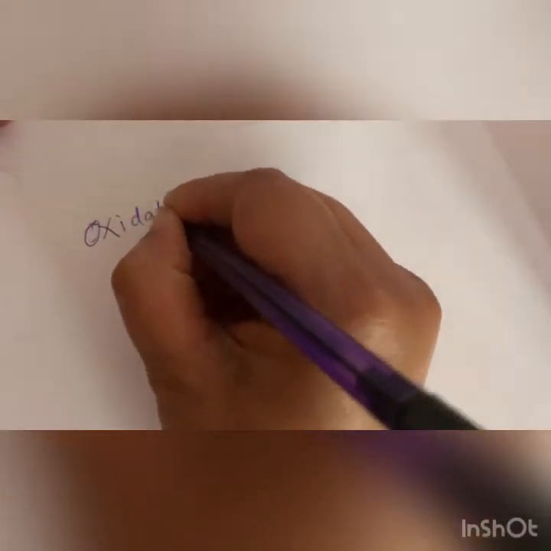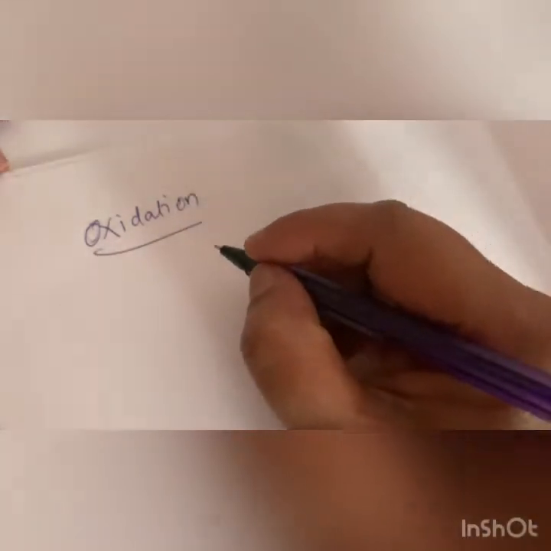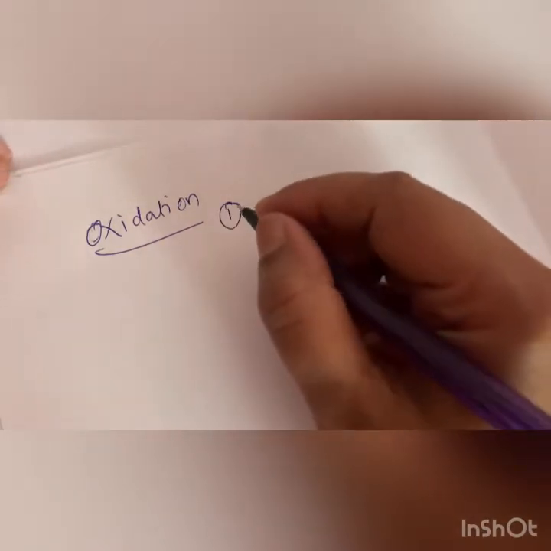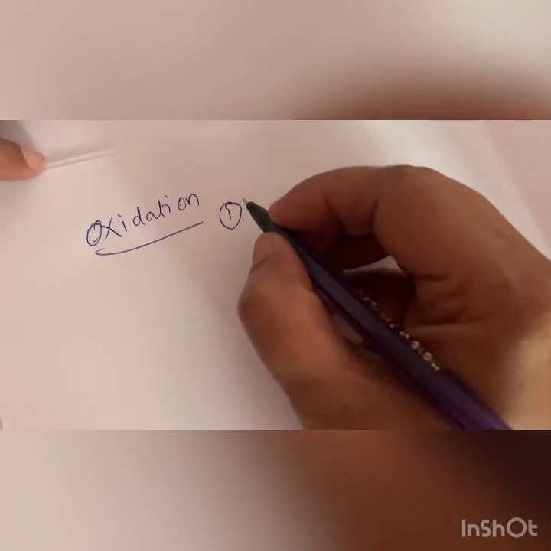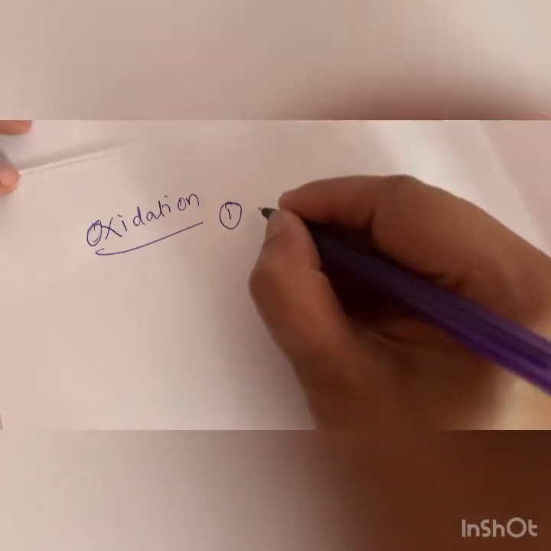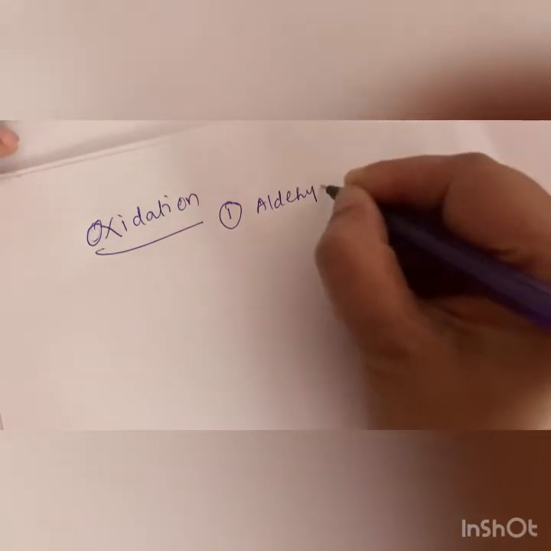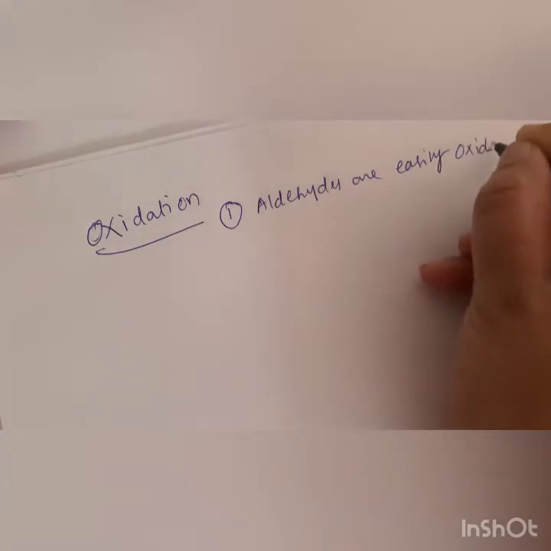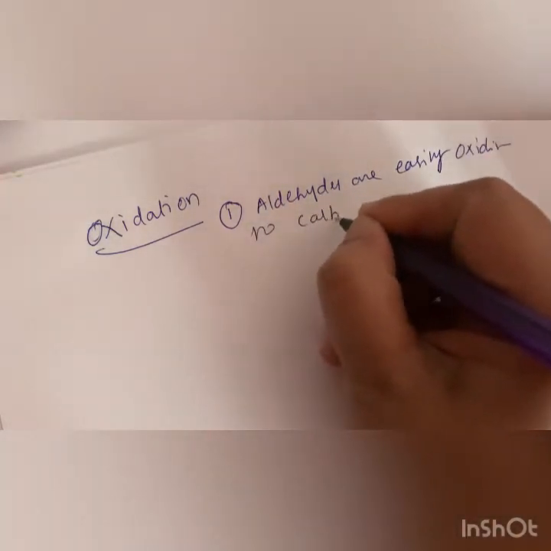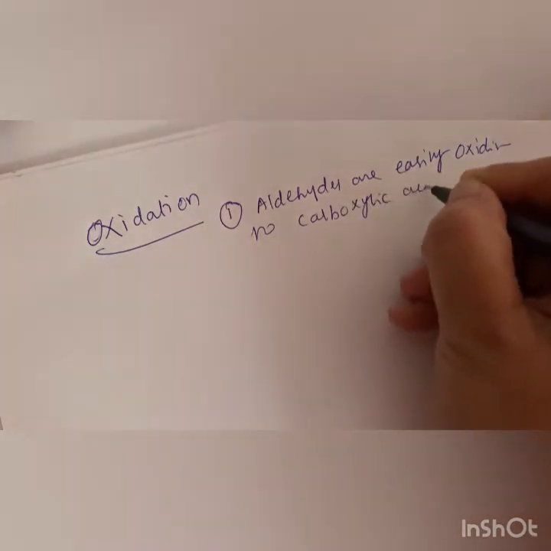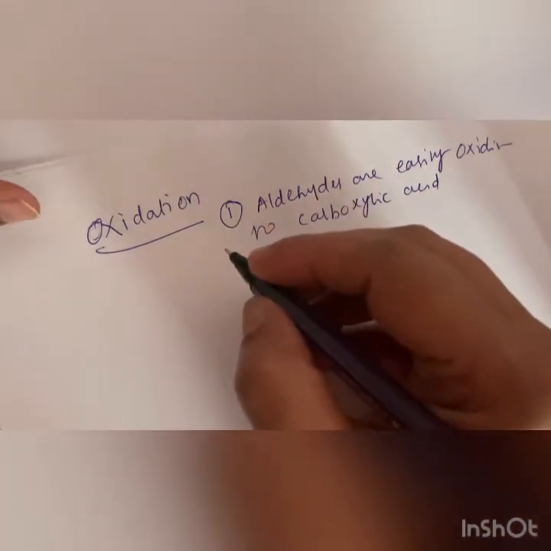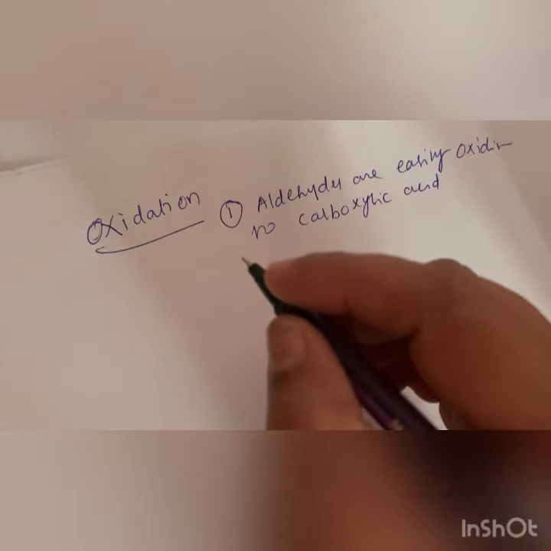Now next we have to do oxidation reactions of aldehydes and ketones. Here you have to remember one very important point: aldehydes are easily oxidized to carboxylic acid. But ketones, under normal conditions, cannot undergo oxidation reactions.